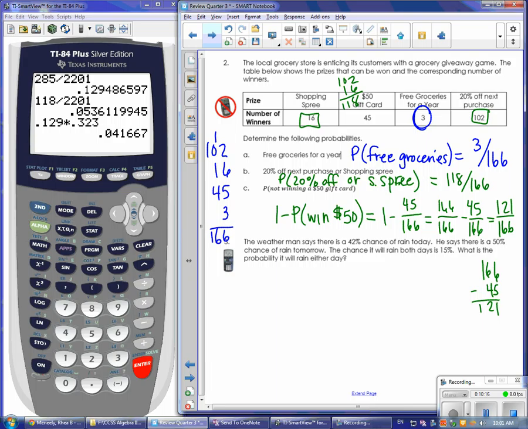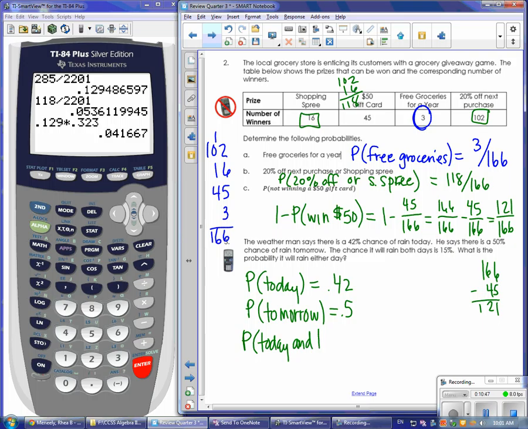There are 2 ways you can do this problem. I think in this case, we might as well just go ahead and use our probability rule. We're given the probability of rain today, which is 42%. I'm going to leave it as 0.42. 50% chance of rain tomorrow is equal to 0.5. And the chance it will rain both days, that means probability of today and tomorrow, is equal to 0.15.